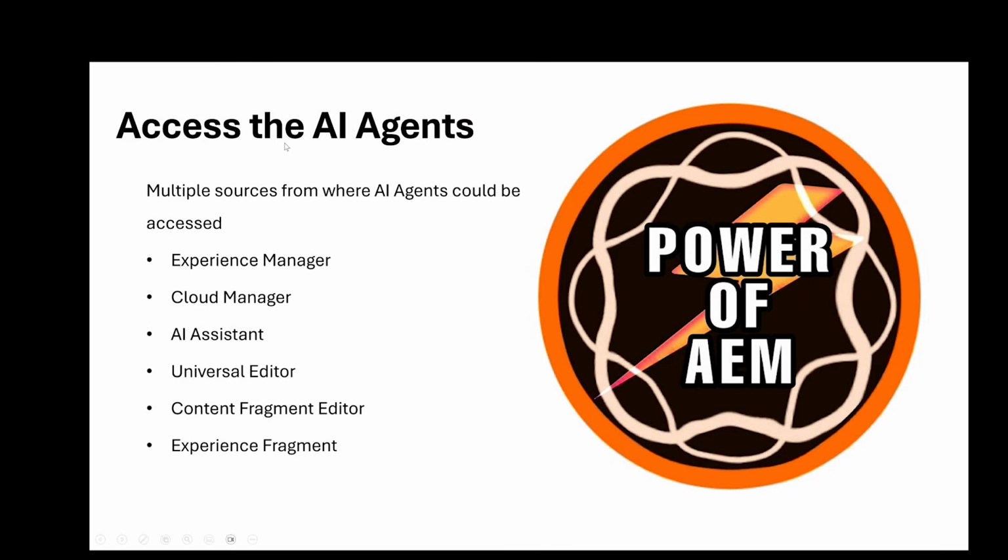As we would like to access the AI agents from the AEM screen, there are multiple sources to access them. You can access them from the home screen, Cloud Manager, and AI Assistant. If you are on EDS, then you can use the Universal Editor, and also content and experience fragments. Let's quickly see how the AI agents are available, in which release they are available, and from where we can access them.